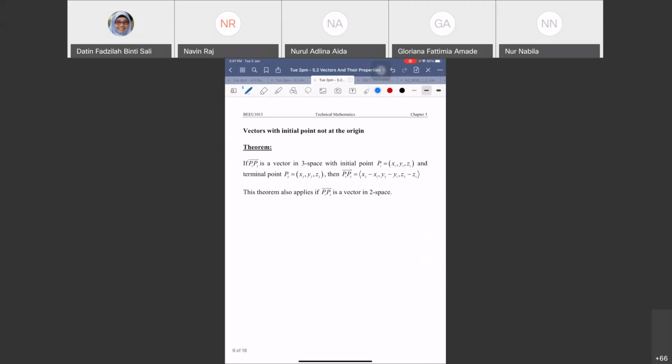Now we come to what we call vectors with initial point not at the origin. That means we are talking about a free vector, a vector in space that can be anywhere, depending on the given initial point as well as terminal point. Like just now, we mentioned position vector. Assuming this is our XYZ, you have one vector where the initial point is tied to the origin. This is what we call a position vector.